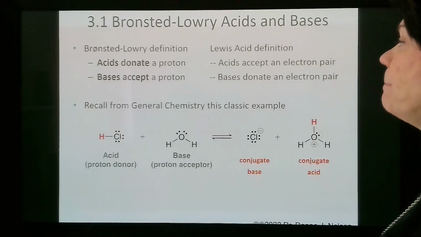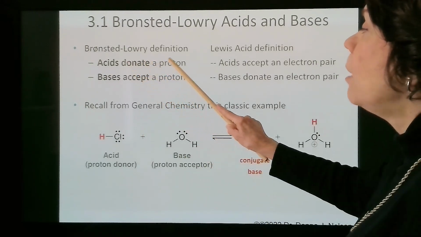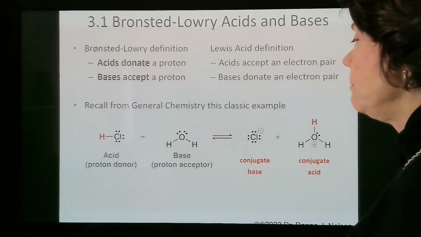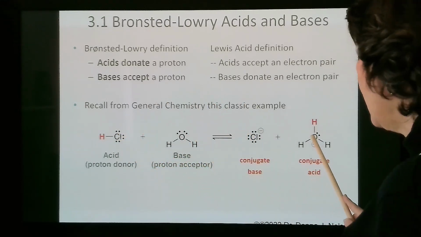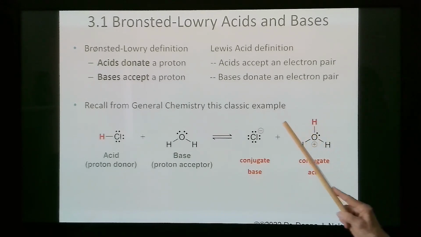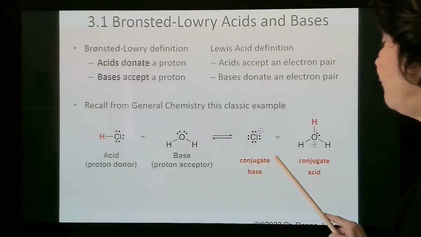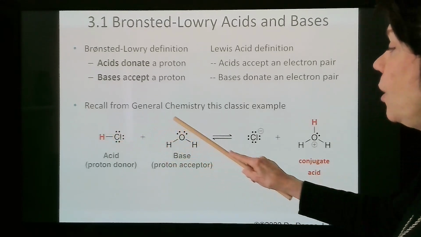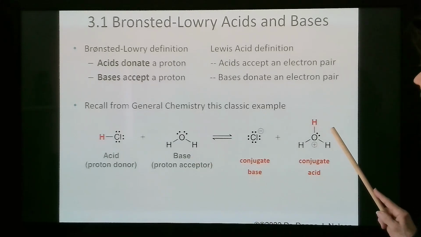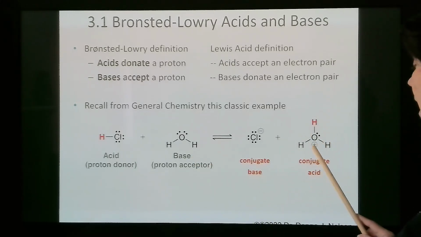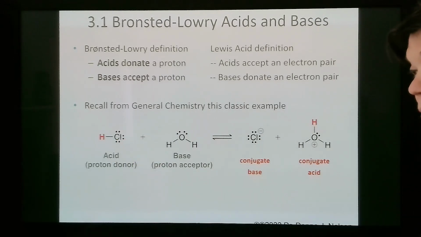The Bronsted-Lowry acids and bases, instead of focusing on electron pairs like the Lewis definition, focus on protons. Acids donate a proton, bases accept a proton. So you recall from general chemistry, the HCl is donating a proton, and the water is the proton acceptor. This acid and base form a conjugate base and conjugate acid. HCl is donating the proton. The water is a base in that it is accepting a proton, so hydronium is the conjugate acid from water, and chloride is the conjugate base from hydrogen chloride.